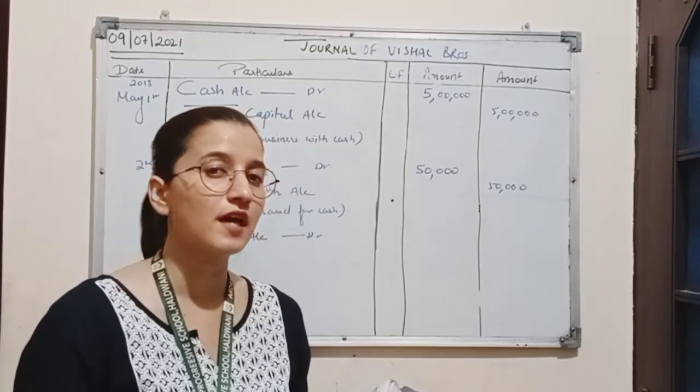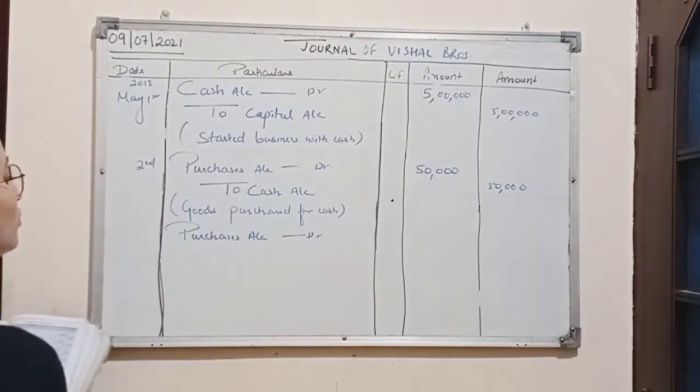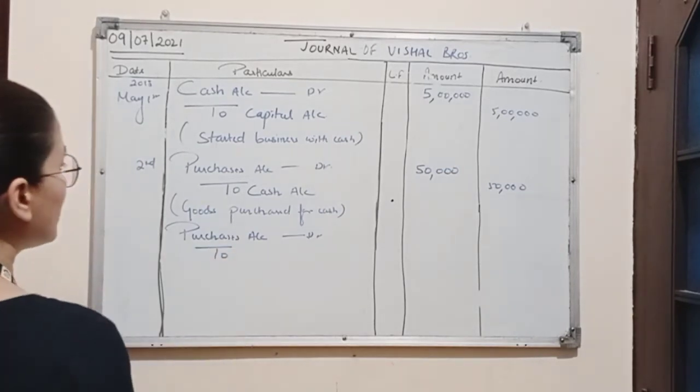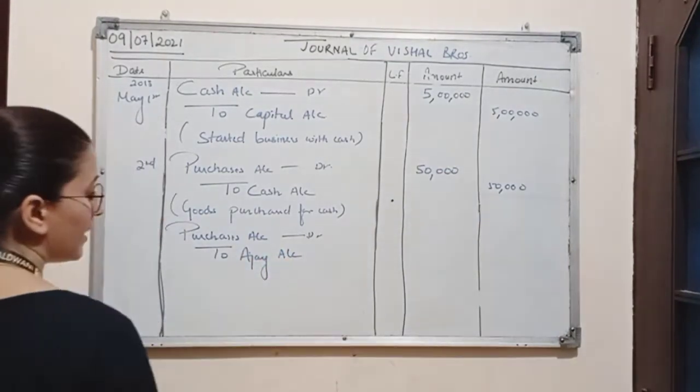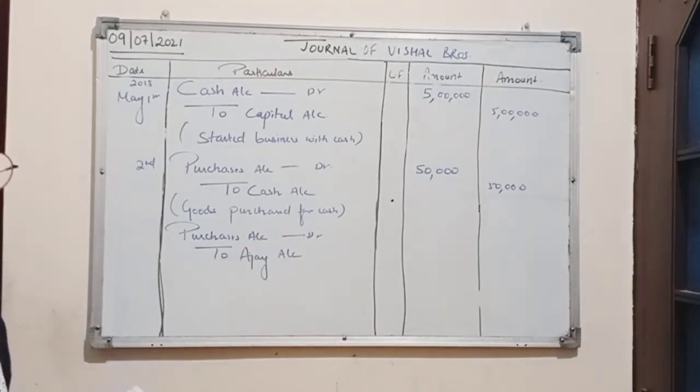Who is the giver of goods? Giver of goods is Ajay. So Ajay as a personal account will be credited. Rule for personal account is debit the receiver, credit the giver. So we will credit Ajay's account. Entry for this transaction becomes purchases account debit to Ajay account.